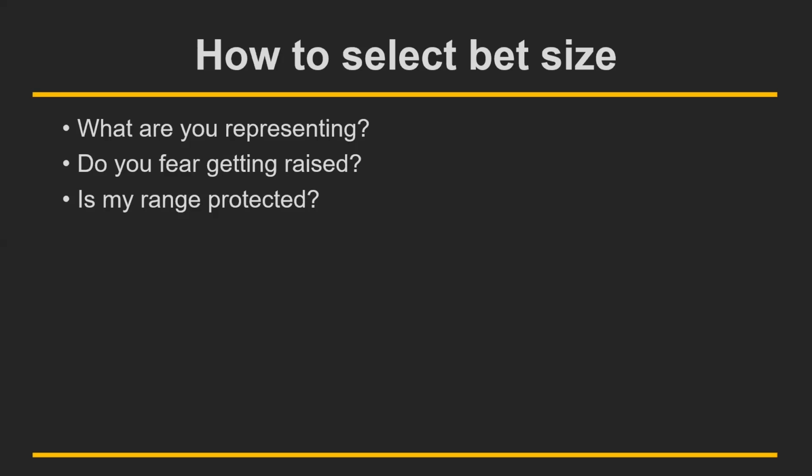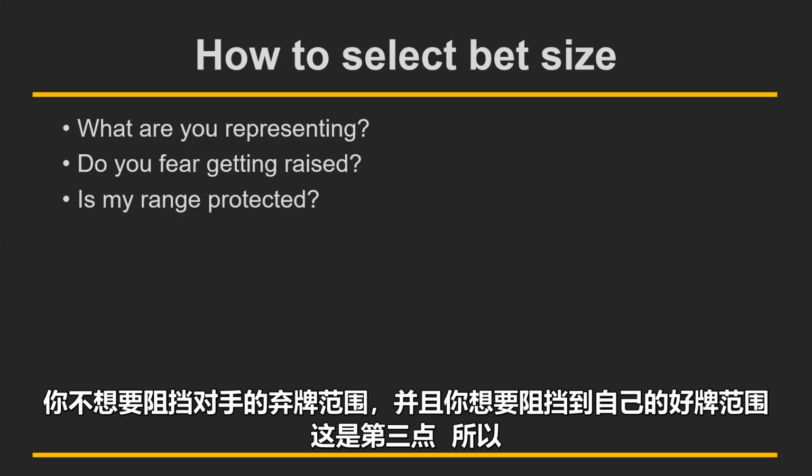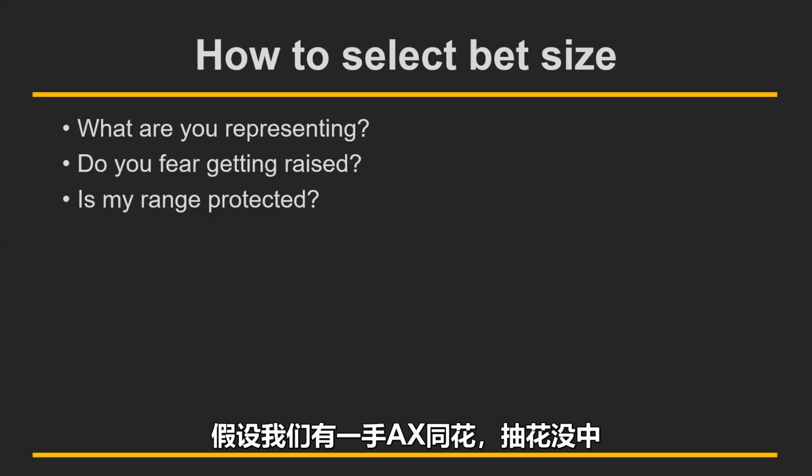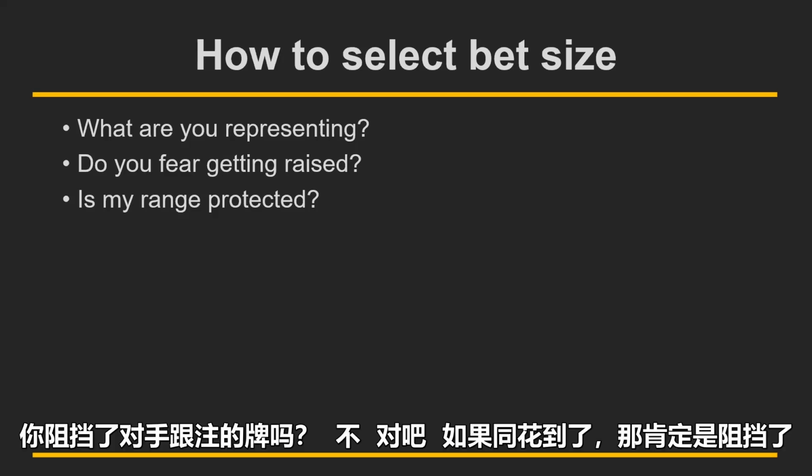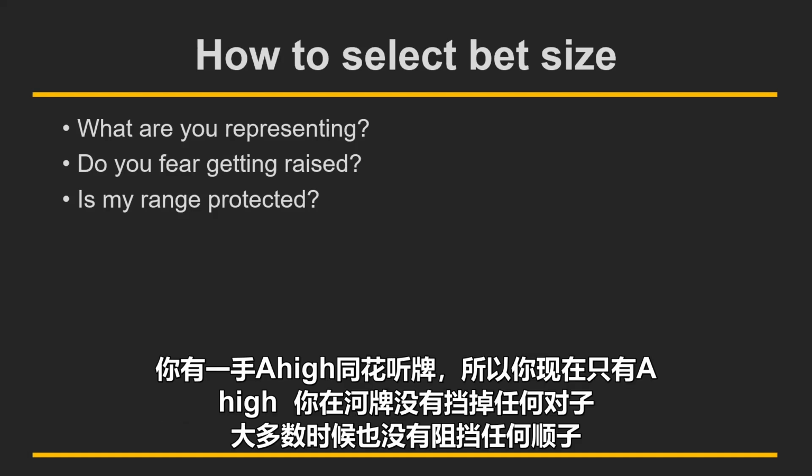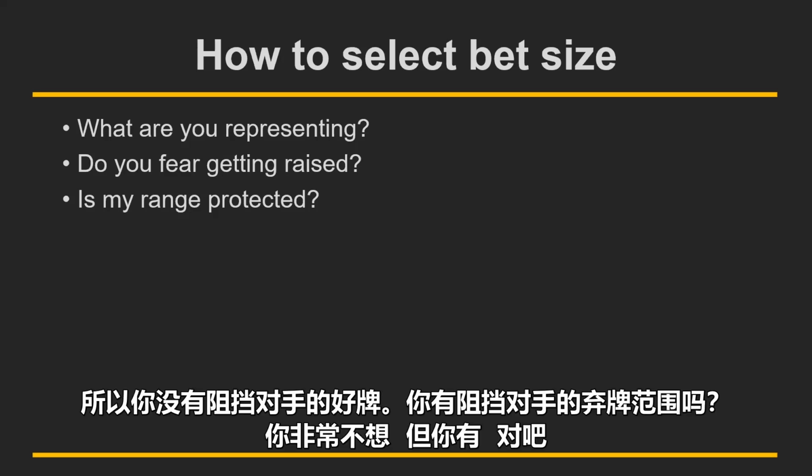So once more, guys, block your opponent's calling range. You want to unblock your opponent's folding range, and you want to block your own good hands. That's number 3. So let's say we've got an ace-high flush draw that missed. Do you block your opponent's calling hands? No, right? I mean, if the flush got there, sure, but you don't. If you have an ace-high flush draw and you just have ace-high, you don't block any pairs on the river. You don't block any straights usually. So you don't block any good hands for him.